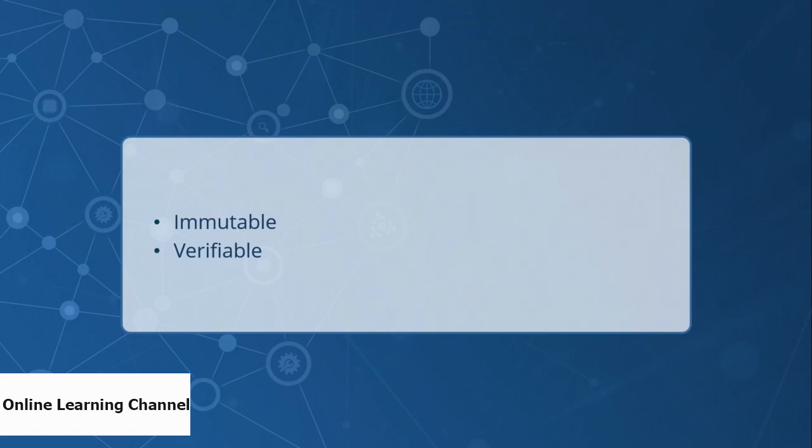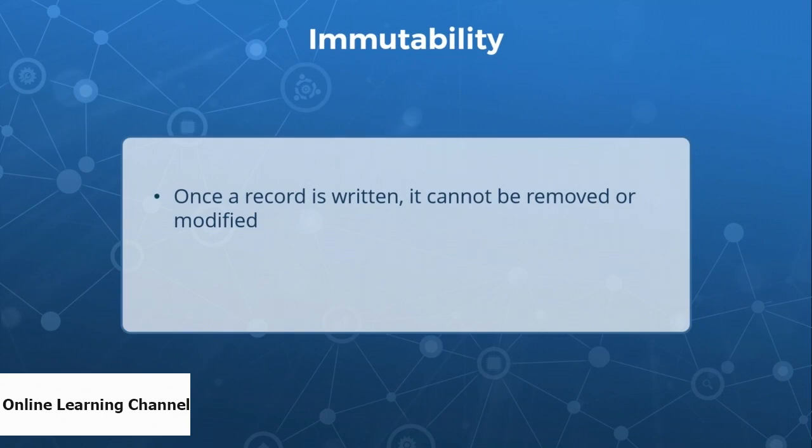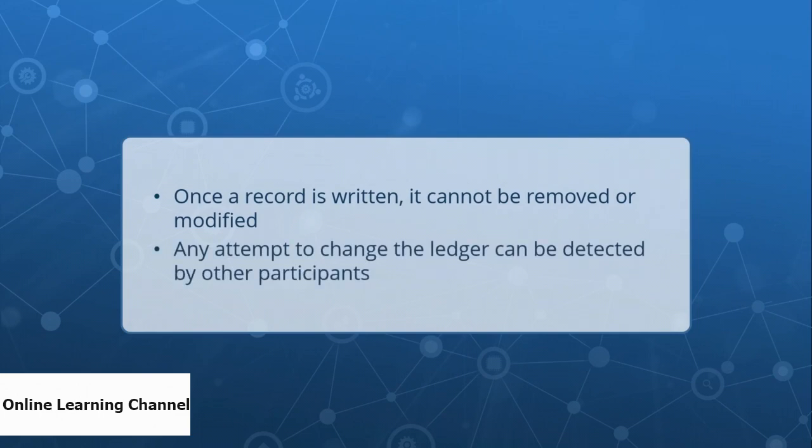From these two qualities, let us now focus on the immutability of a ledger. This means that once a record has been written to the ledger, it cannot be removed or modified in any manner. If there is an attempt made to change the contents of the ledger, that is to modify or remove some of the records, then this is something which can be easily detected by the other participants who maintain that ledger.